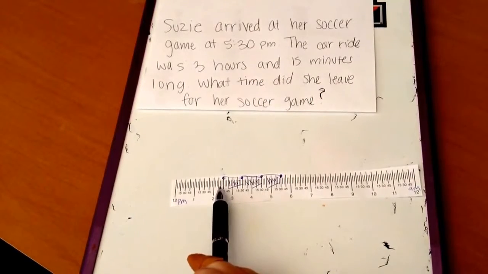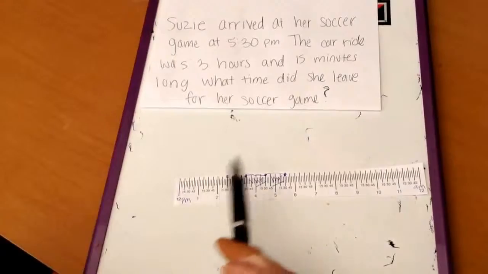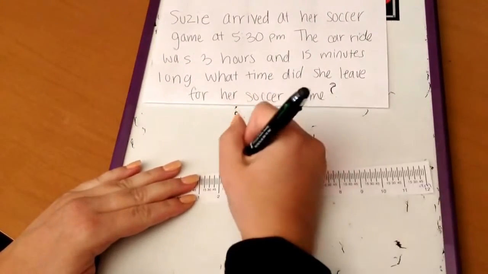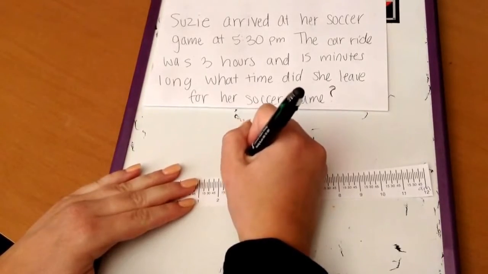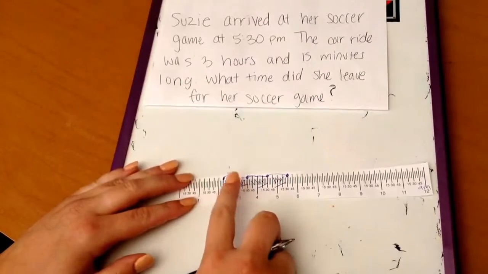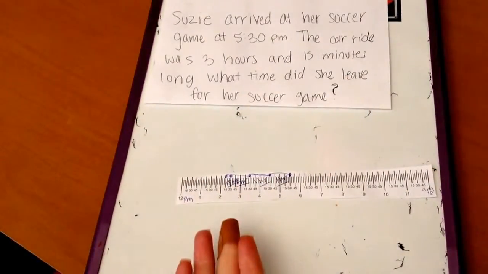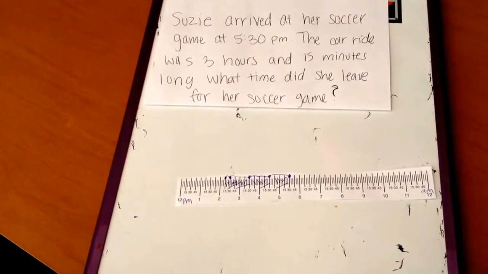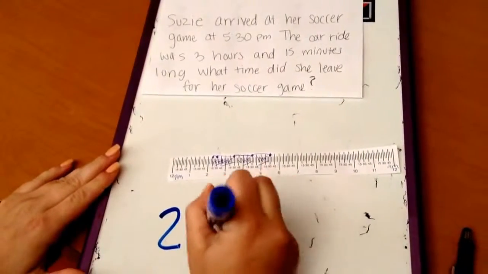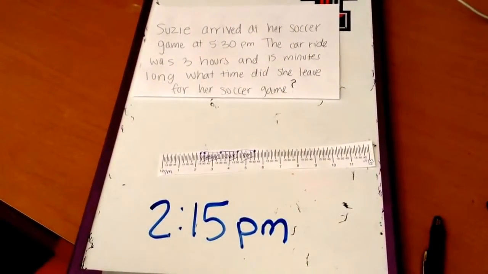So if we're at 2:30 and we need to go back 15 minutes, we know that 30 minus 15 is 15. So we jump to the 15 mark. We've gone back 15 minutes. And we have now done 1, 2, 3 hours and 15 minutes, which is what the problem states. So now we know we are at our beginning time. So we can answer the question by saying that Susie left her house at 2:15 p.m. in order to get to her soccer game at 5:30 p.m.